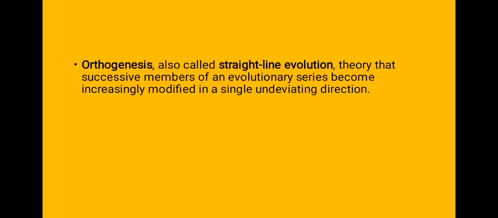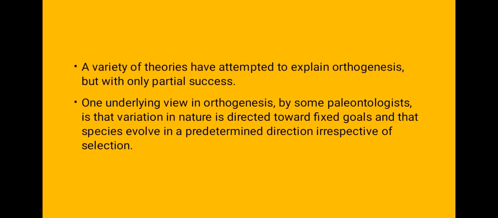These are related. Orthogenesis, also called the straight line evolution theory, holds that successive members of an evolutionary series become increasingly modified in a single undeviating direction. A variety of theories have attempted to explain orthogenesis, but with only partial success. An underlying view in orthogenesis held by some paleontologists is that variation in nature is directed towards fixed goals and that species evolve in a predetermined direction irrespective of selection.